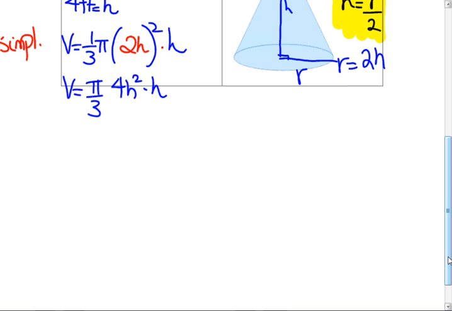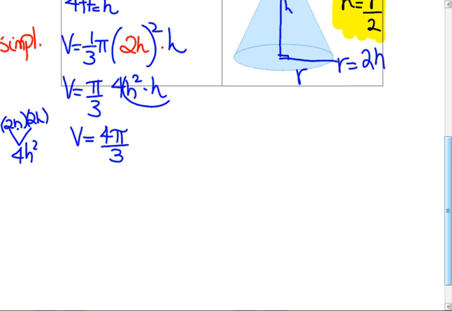I can still simplify. What's 2h times 2h? That gives me 4, and h times h is h squared. So it's 4 pi over 3, putting all my constants together. And what does h squared times h equal? H cubed. Now, doesn't that make sense dimensionally? It better be cubic, right?